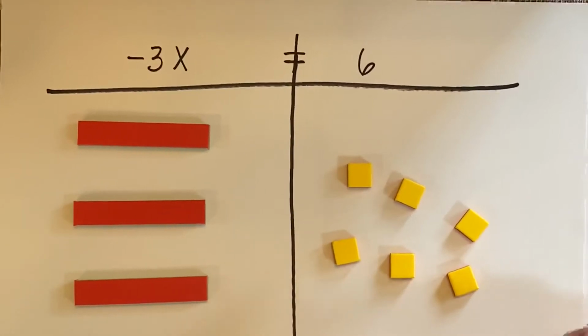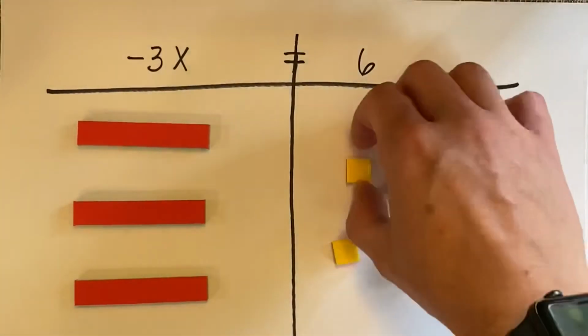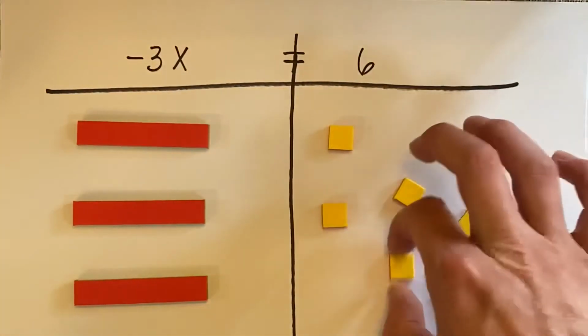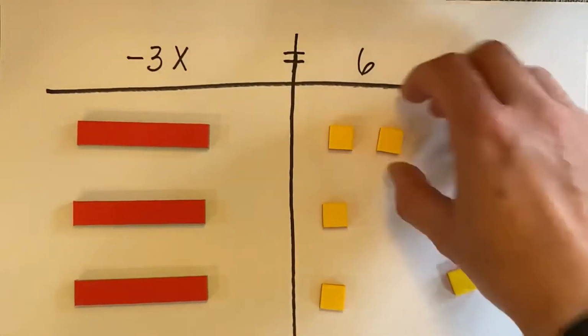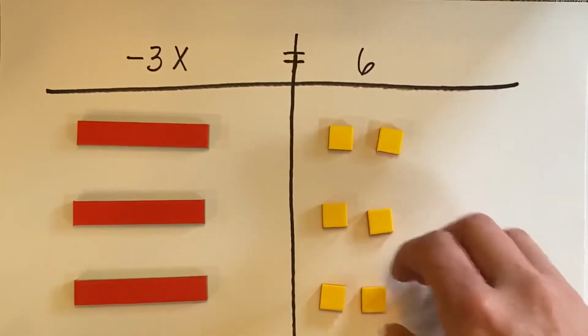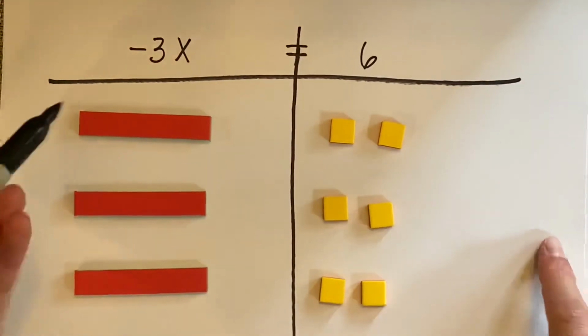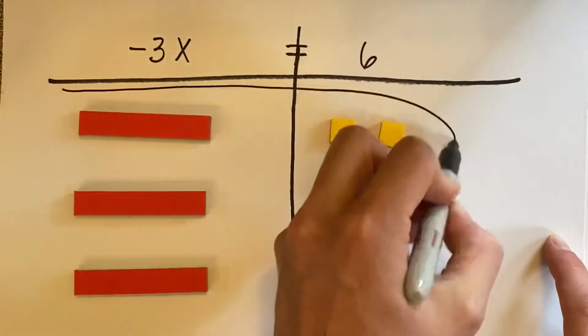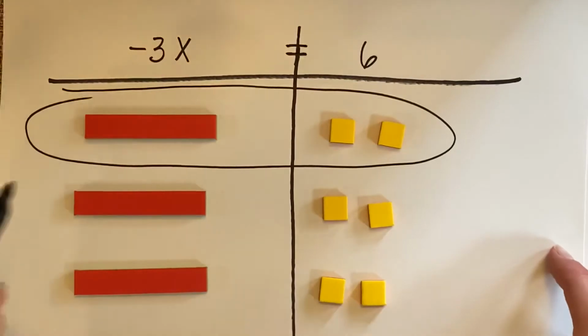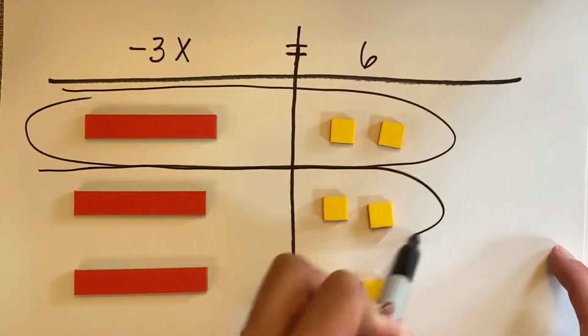Let's do the same thing with our units on the right side. Let's split those into 3 equal groups, 1, 2, 3. So we can see in our groups that a negative x is equal to positive 2.